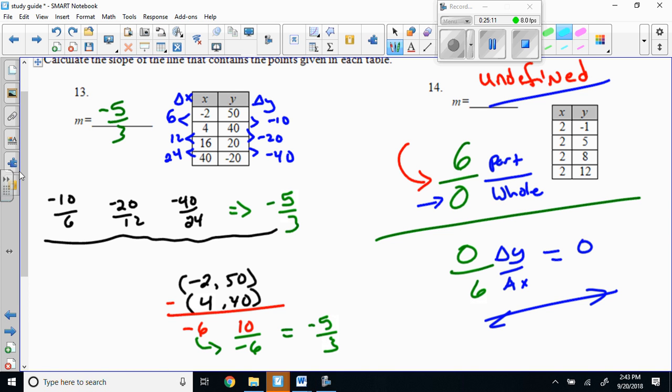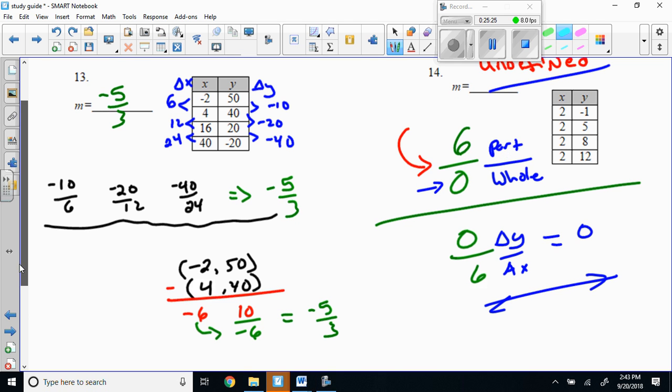Now, listen up. A table is nothing more than a list of ordered pairs. So if you look down here, look at the very bottom. I took the first two ordered pairs, negative 2 and 50, 4 and 40. I stacked them so my X's would be lined up and my Y's would be lined up. And then I did what I just did on the previous 4 problems, where you subtract the ordered pairs. And guess what I got? The same thing. How about that?